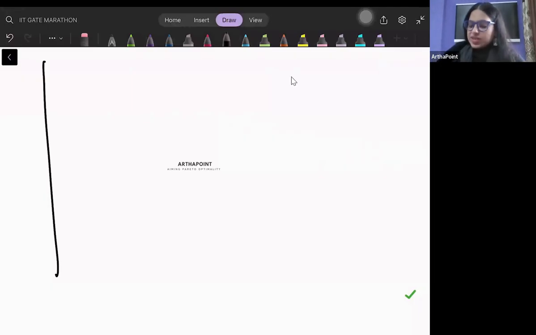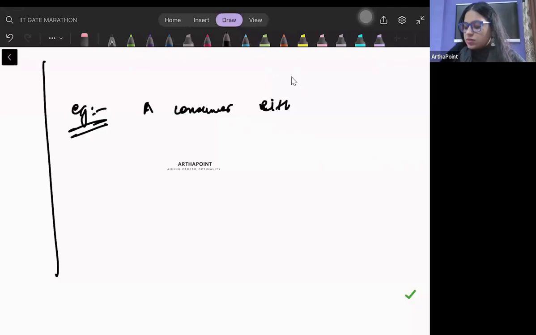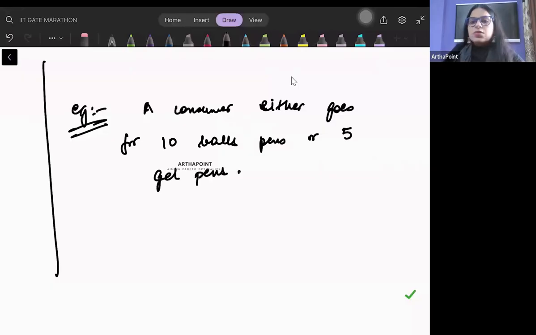Okay, so for example, let's say that beta you are given like this, that a consumer either goes for 10 ball pens or 5 gel pens, right? Write the utility function for this. ऐसा कुछ दिया हुआ है. And you represent ball pens with x and you represent gel pens with y.